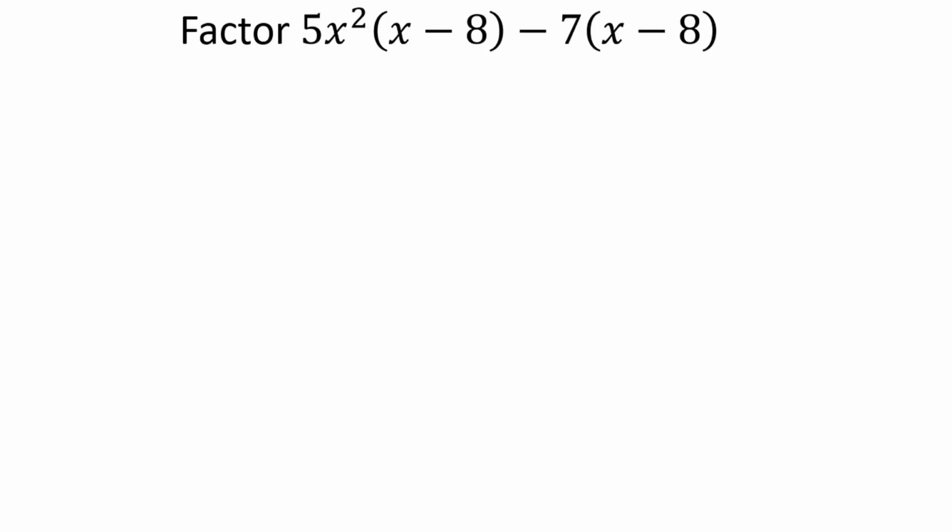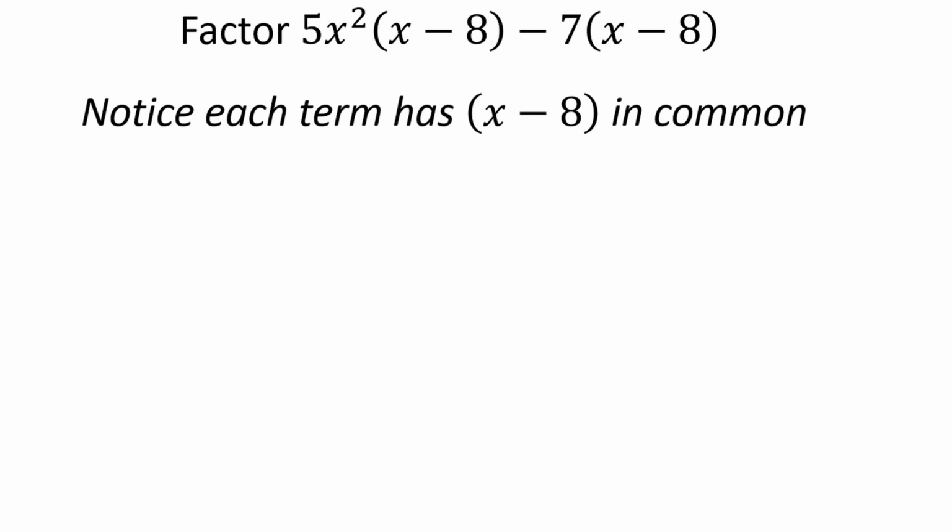Okay, let's try something a bit different. Consider 5x squared times (x minus 8) minus 7 times (x minus 8). We have two terms, which are 5x squared times (x minus 8) and negative 7 times (x minus 8). Both of our terms have x minus 8, so we can factor out an x minus 8.